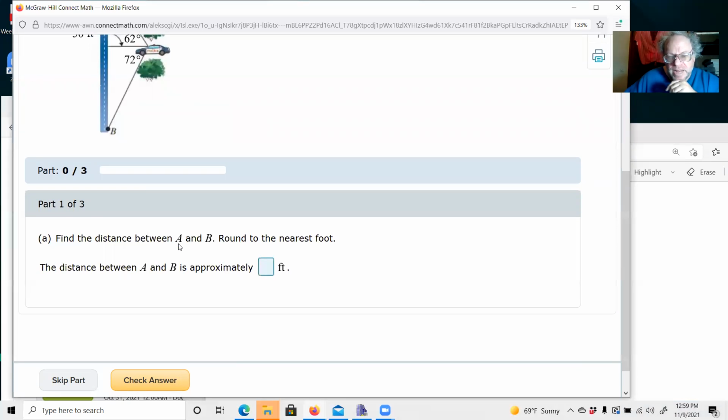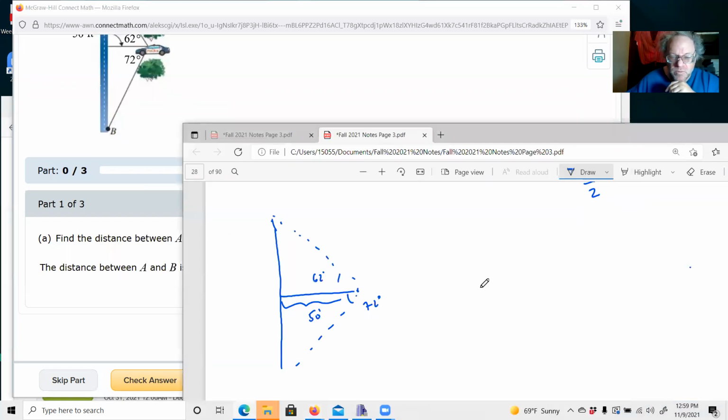Find the distance between A and B. Okay, so we want to know what is going on here. Effectively, we've got two triangles to deal with, right? We're trying to figure out what this distance is, and what this distance is. So I've got an adjacent side and I need an opposite side. And I have an angle.